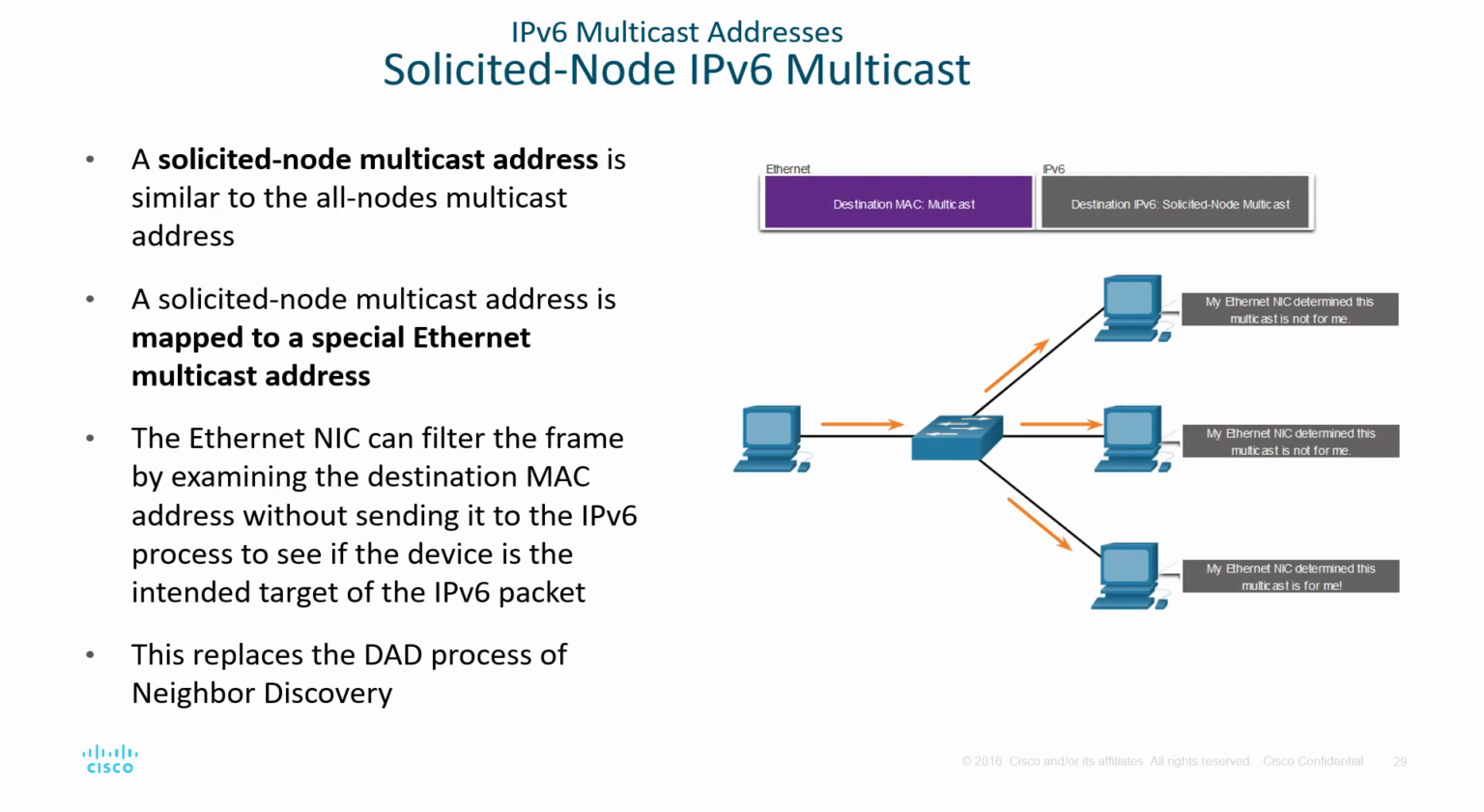Now, a solicited node multicast address is similar to the all nodes multicast address, except that it is mapped to a special Ethernet multicast address. The Ethernet NIC can filter the frame by examining the destination MAC address without having to send it to the IPv6 process to see if the device is the intended target of the IPv6 packet. This replaces essentially that DAD process of neighbor discovery.